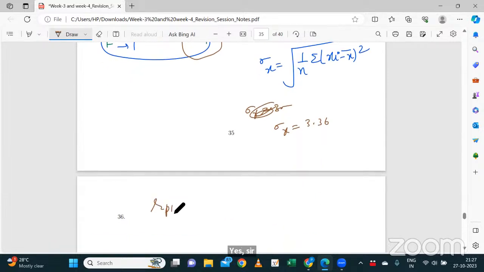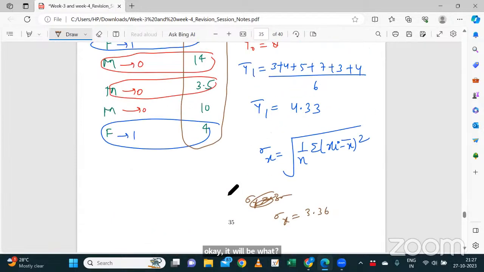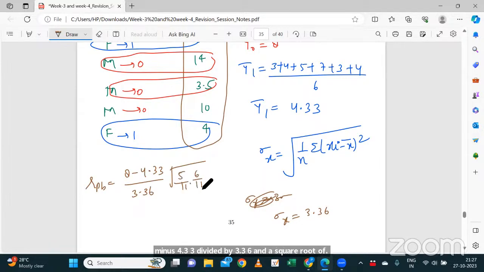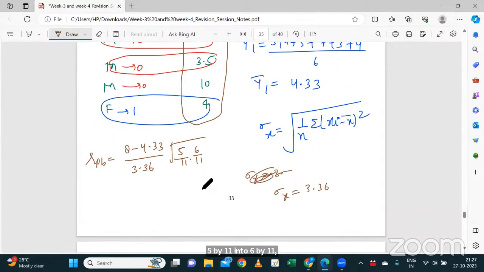So RPB will be Y bar naught, which is 8, minus 4.33, divided by 3.36, times the square root of 5 by 11 into 6 by 11, right? Okay, so what is the final answer? The final answer is 0.53. 0.53, right? Yes. Okay.